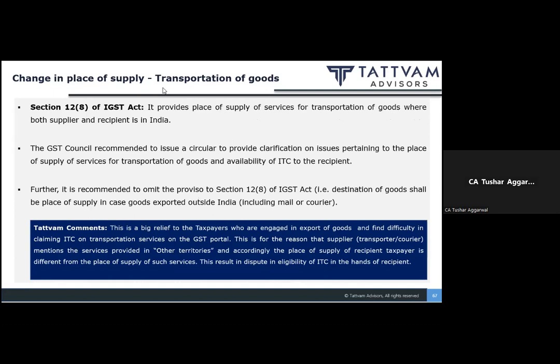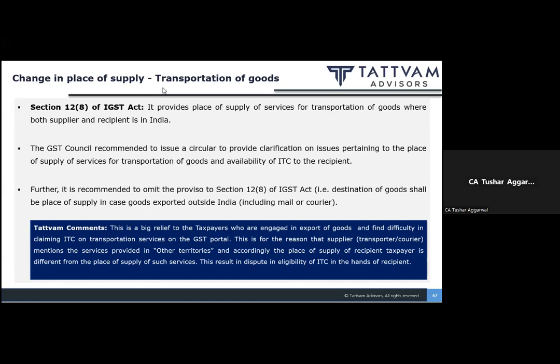Again, a very, very important amendment. The practical problem which the industry was facing. Let me give you a situation. I'm a courier company in India, or a transport company in India. There is a taxpayer in India, and I'm providing transportation services to the taxpayer. My role is to pick the goods from India and deliver them outside India. I repeat, my role is to pick the goods from India and deliver outside India. So I'm providing services in respect of export of goods by the taxpayer, transporting from India to outside India.